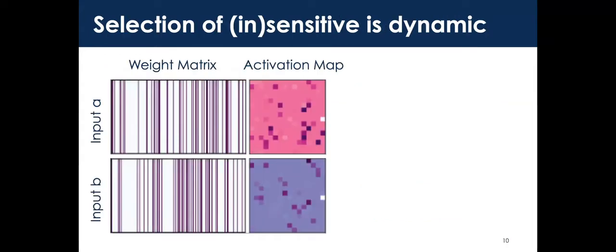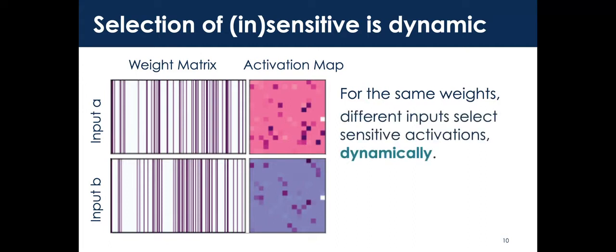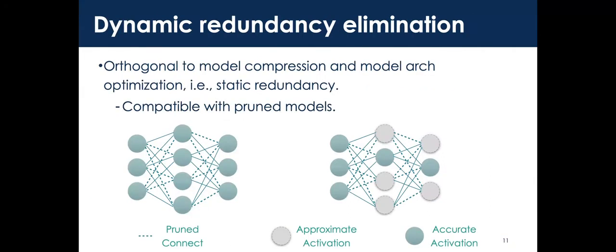Another important feature we want to mention is that the selection of sensitive or insensitive activations is dynamic and input dependent. As you can see in the figure, the activation maps are from the same layer, but given different inputs. We can see that the selected sensitive activations, those dark dots, are dynamic and input dependent.